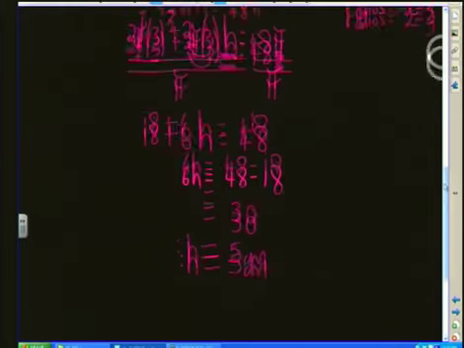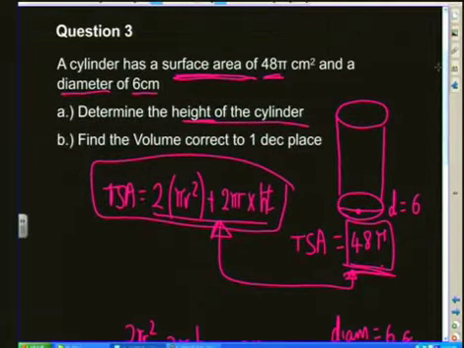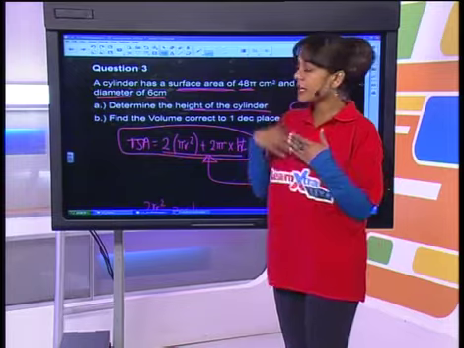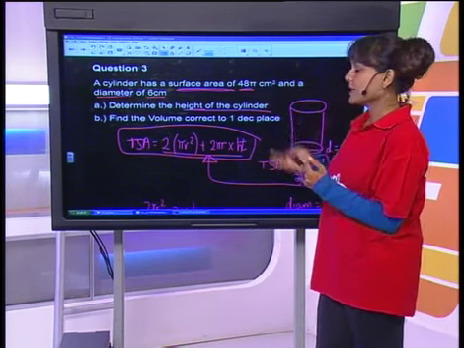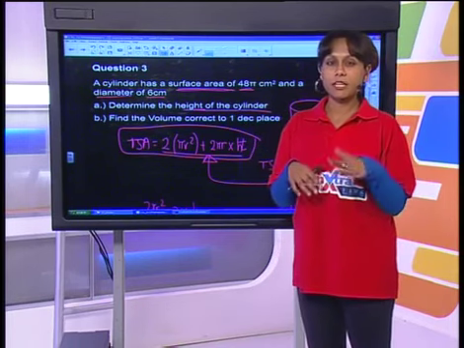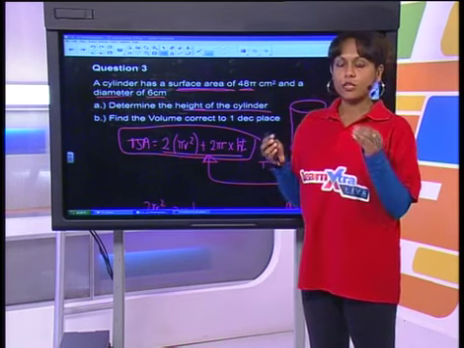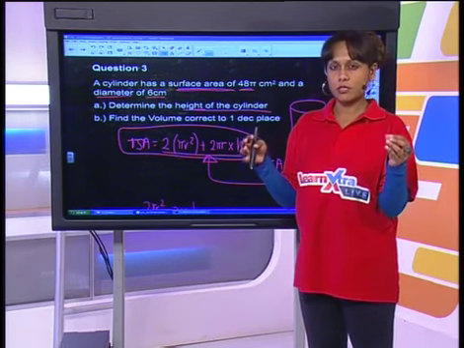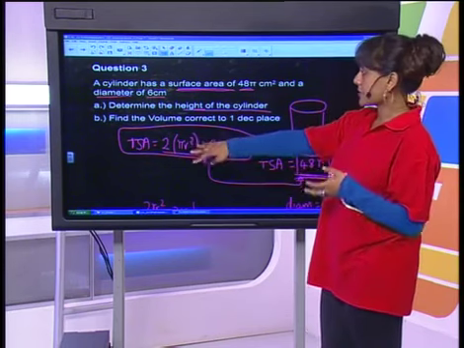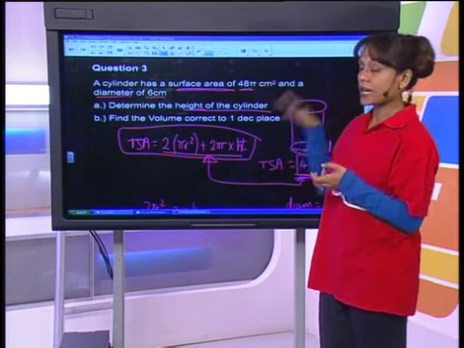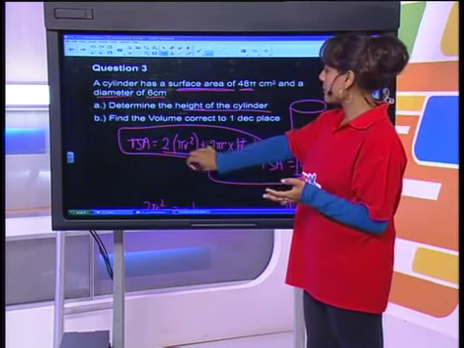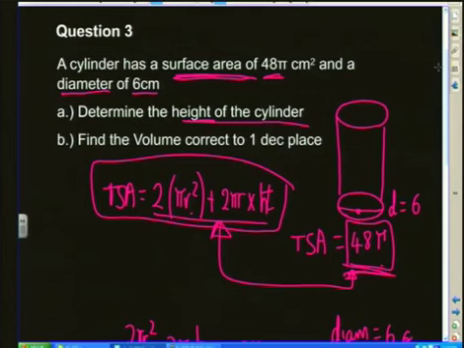Okay, so I just want to go through what we've done here to get to the height. They told you that the total surface area was 48 pi. They gave you the diameter so we could find the radius by dividing by 2. And then to work out the height of the cylinder, we knew that the formula for total surface area was 2 pi r squared plus 2 pi r times height. We simply then substituted the value of the radius in, and we equated that to the total surface area that they gave us, and we were then able to solve for the height.